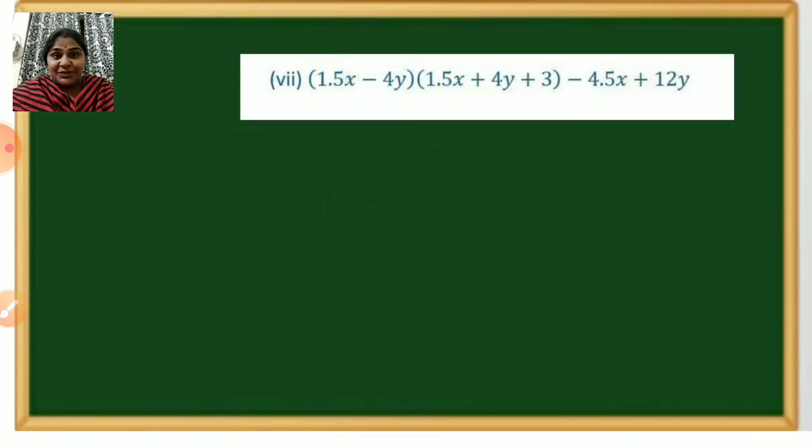Let us proceed with the next one, that is the seventh one. Now here if you see the coefficients are decimal numbers, children. We have already seen such type of sums. It doesn't make any difference. However you solve the multiplication sums, like that only you have to solve. Only the thing will be, the coefficients will be decimals. So here 1.5x minus 4y multiplied by, in bracket, 1.5x plus 4y plus 3, minus 4.5x plus 12y. So let us see the solution.